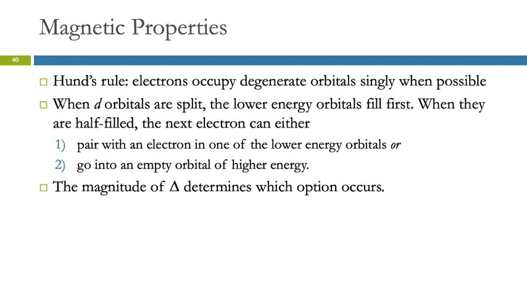Okay? So when the orbitals are half filled, the next electron has a choice. It can pair with an electron in those lower energies, or it can go into an empty orbital of higher energy. What makes the difference there is the difference in energy.